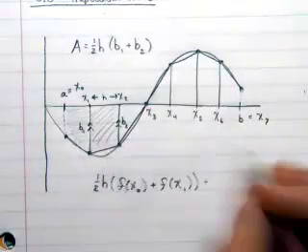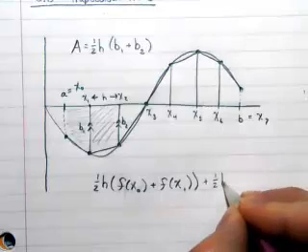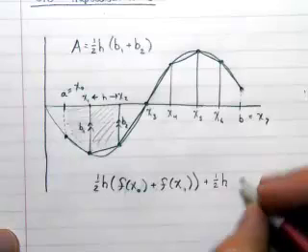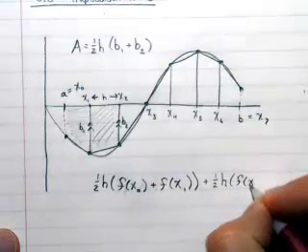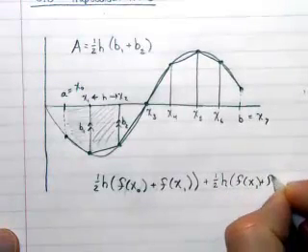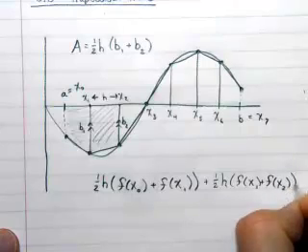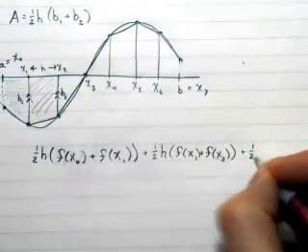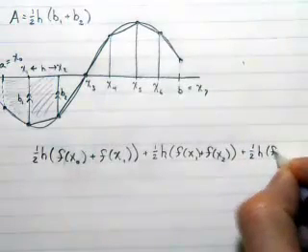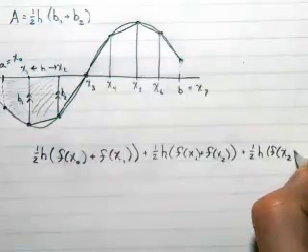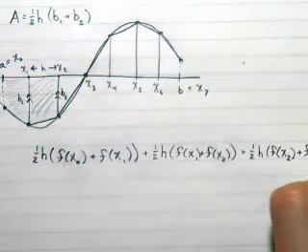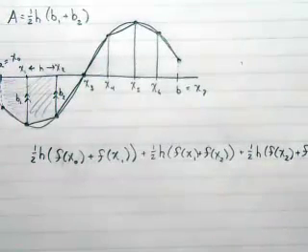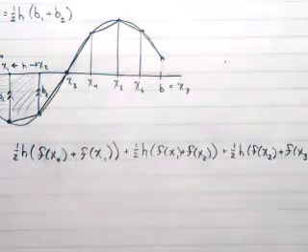Then the next shaded in 1/2. Same height, right? Because we've split these all up so they're the same width. Of x1 plus f of x2 for that one. And then the third trapezoid, 1/2 of x2 plus f of x3. Okay, etc., etc. Until we get to the last one.